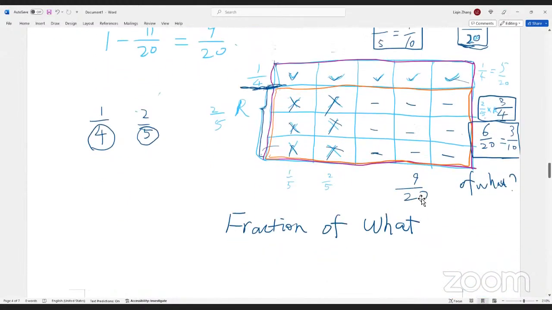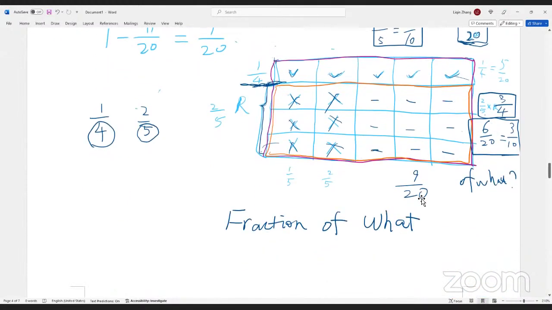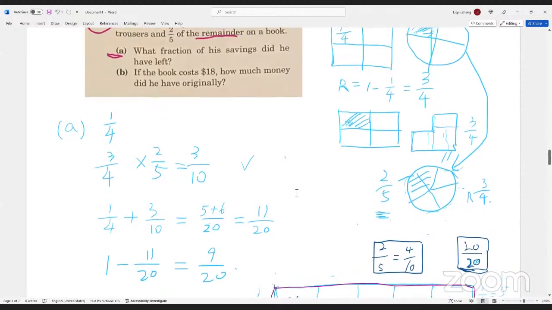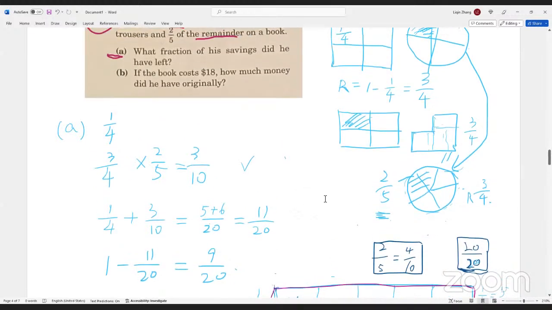So that's for the fraction of the remainder. I'm not sure if you are clear about it. Kind of.